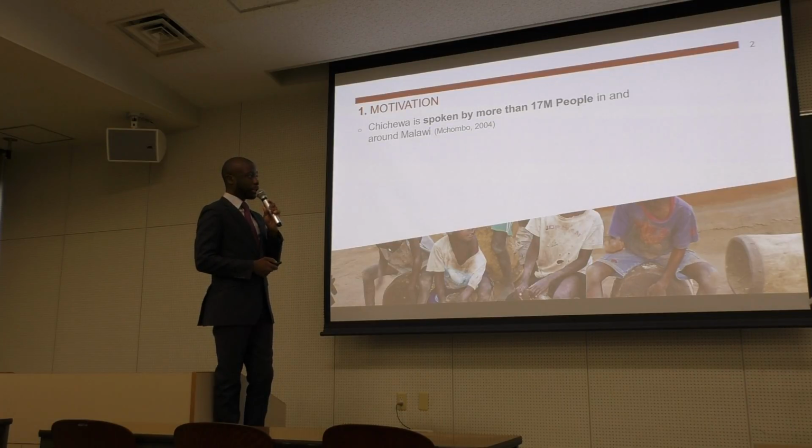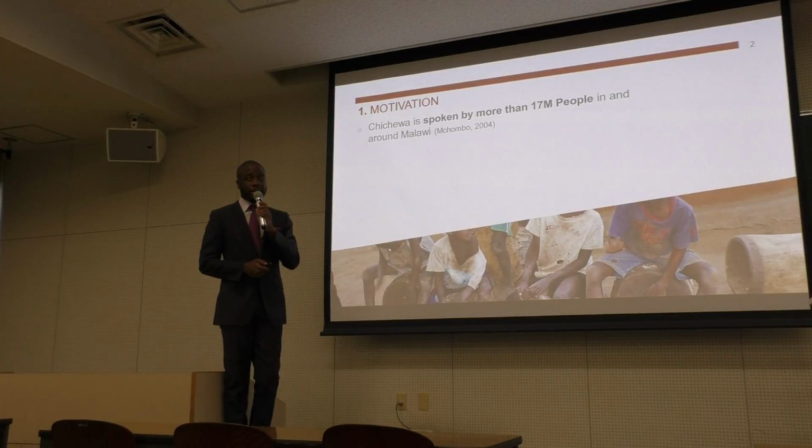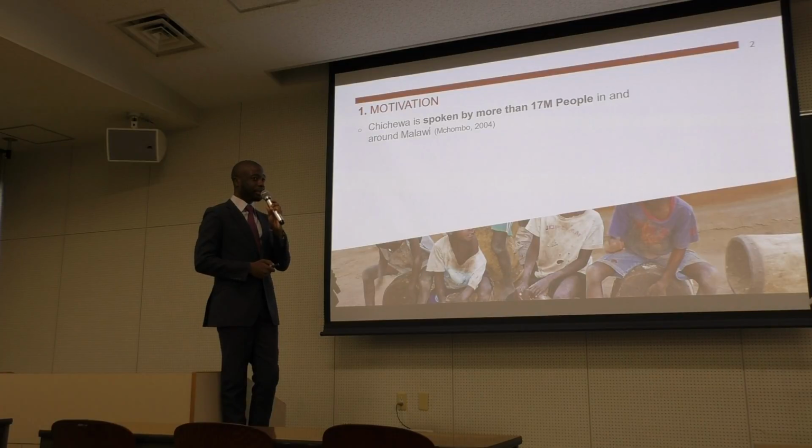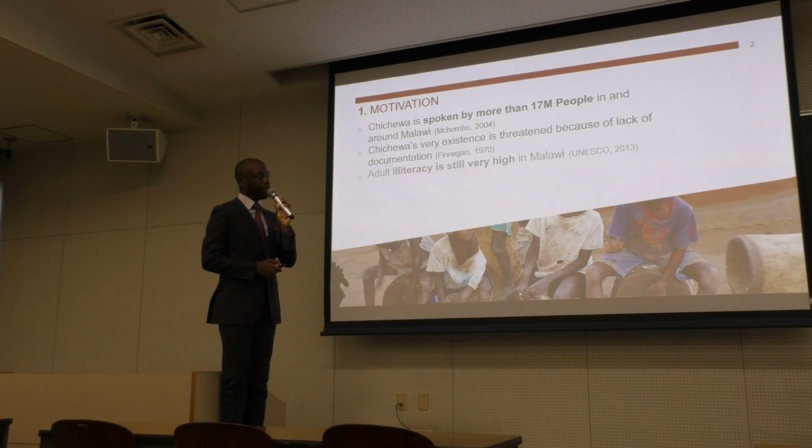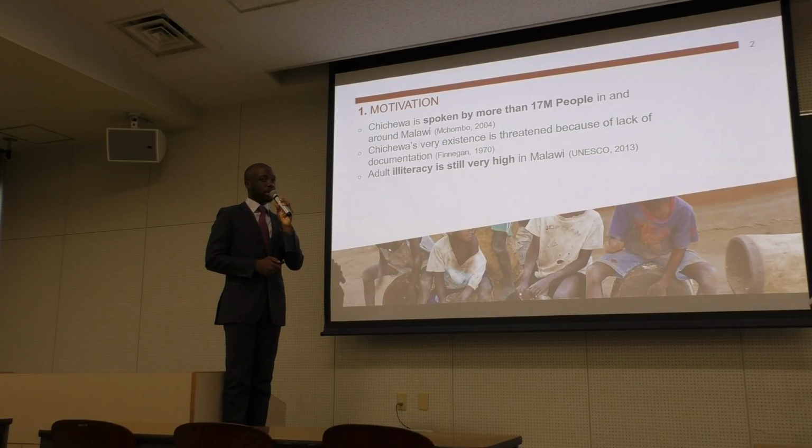So Chichewa is a language spoken by more than 17 million people in Malawi, and that's not including people that speak the language in neighboring countries such as Tanzania, Zambia, Zimbabwe, Mozambique. For those that are not familiar with these countries, it's in southeastern Africa. Chichewa, right now, because it is more of a spoken language, not written, faces threats from English, which is used for formal communication because it is easier to document. Also, in Malawi, adult illiteracy is still very high. The latest numbers point to between 65 and 73% of adults above 15 years of age can read and write, which means that the rest of them cannot read and write.